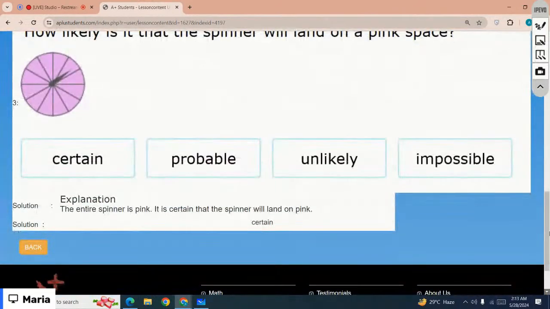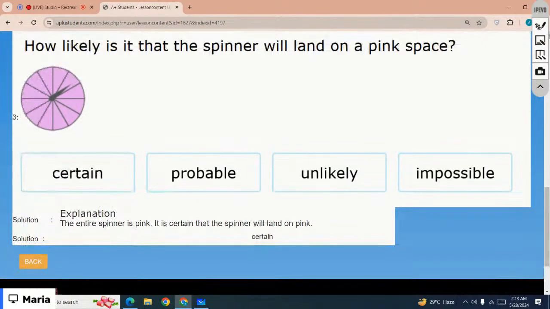How likely is it that the spinner will land on pink space? Which is the correct option?